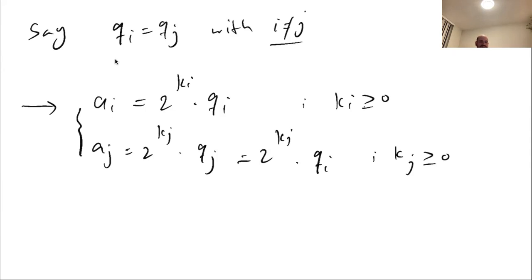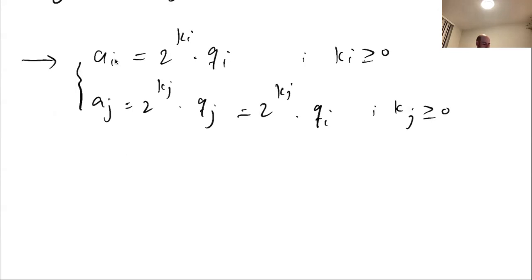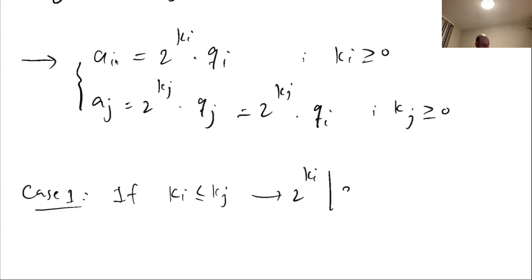So one of them divides another. Either AI divides AJ or AJ divides AI. Why? Because I have two possibilities. So now case one, if KI is less than or equal to KJ, right? Then that means 2 to the power KI will divide 2 to the power KJ. So if you have 2 to the power KI and 2 to the power KJ and KI is less than or equal to KJ, then 2 to the power KI divides 2 to the power KJ. For example, 2 to the power 5 divides 2 to the power 6, or 2 to the power 6 divides 2 to the power 8, and so on, right?